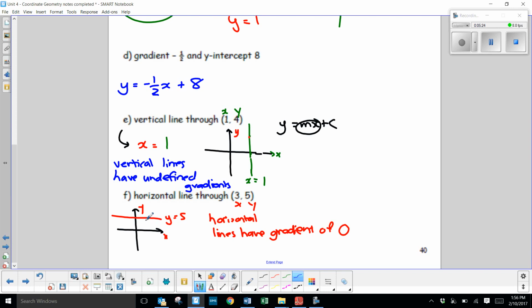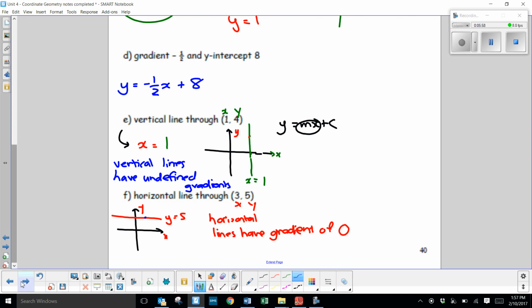So try to think, the equation of a horizontal line, y equals mx plus c, would have a gradient of 0 because it's got no rise. And it would have a y-intercept of 5. So you can just think of that as y equals 0x plus 5. The 0x just simplifies to 0, so it's y equals 5. So vertical lines have equations x equals a value. Horizontal lines have equations y equals a value. Let's move on to the lesson.